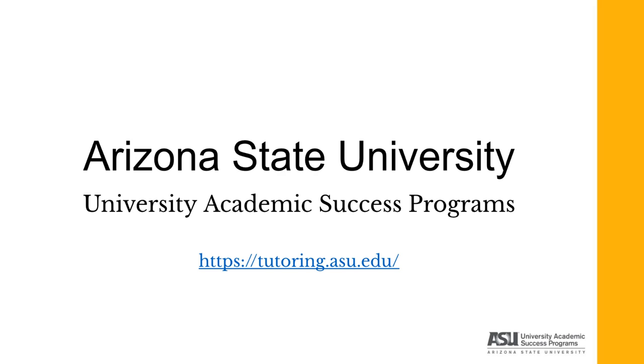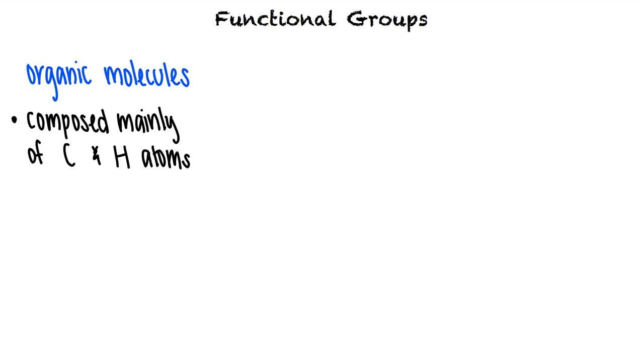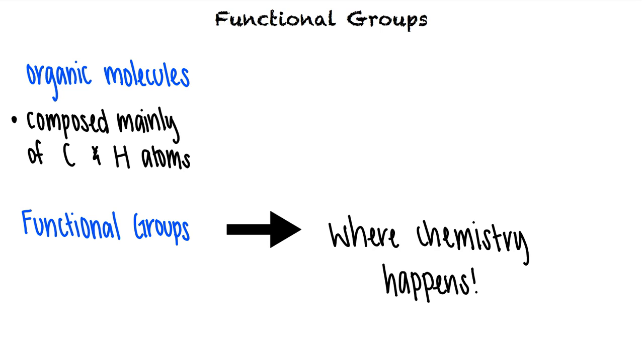This video will cover the topic, functional groups. In organic chemistry, we focus on organic molecules, where the main components are carbon and hydrogen atoms. When atoms such as oxygen and nitrogen are brought into the picture, we get functional groups. What's the importance of functional groups? Functional groups are where chemistry happens. In this video, we will discuss a few important functional groups.